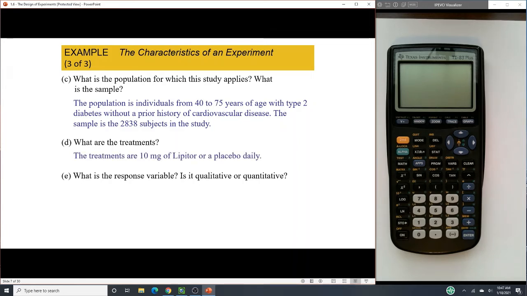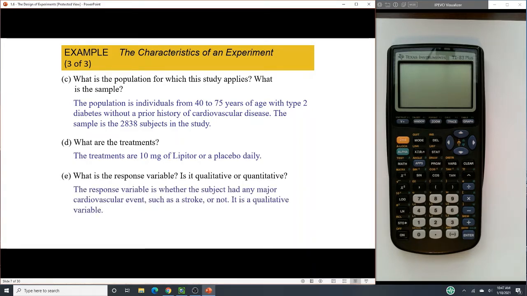The treatments were 10 milligrams of Lipitor or a placebo. And then the response variable is whether the subject had any major cardiovascular event, such as stroke or not, and this is qualitative. They had a stroke, they had a heart attack, any of those different types of events.